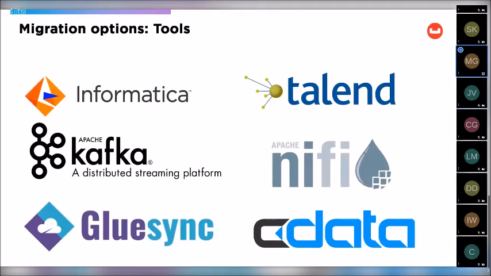So some tools you might have heard of are Informatica and Talend. You may have heard of these before. Kafka is good because you can basically stream from any source to any sink with Kafka and vice versa. So you can stream data from relational to NoSQL or vice versa, and that would be the more real-time option.